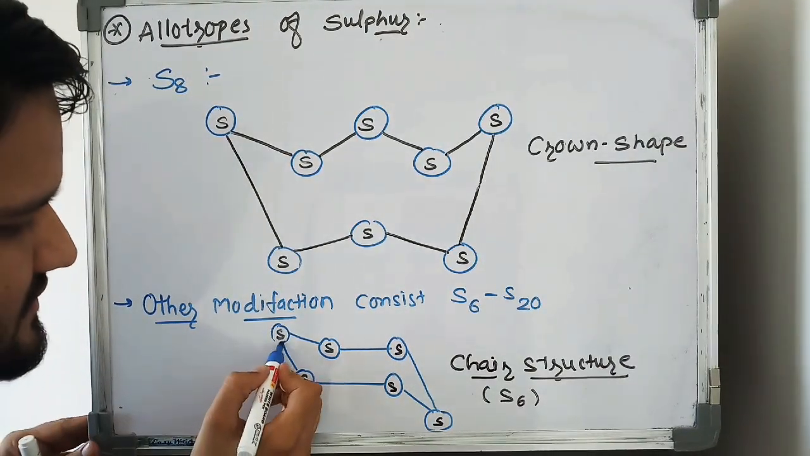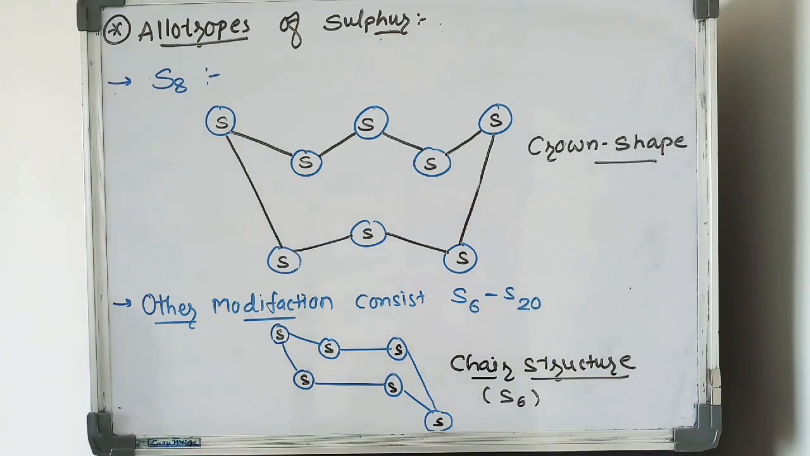So remember student, this is also important. S6 possesses this type of chair structure, while S8 possesses this type of crown shape.